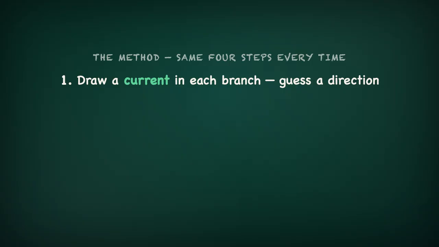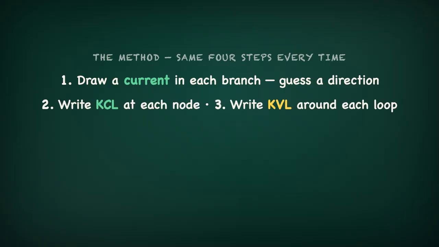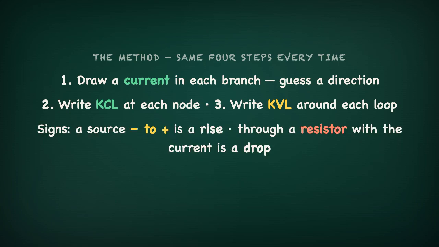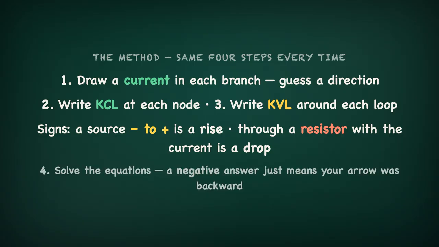Here's the method, and it's the same 4 steps every time. Step 1, draw a current in every branch and just guess a direction. Step 2, write KCL at each node. Step 3, write KVL around each loop. Watch the signs. Going through a source from minus to plus is a rise. Going through a resistor in the direction of the current is a drop. Step 4, solve the equations. And if a current comes out negative, no problem. It just means you guessed that one arrow backward.